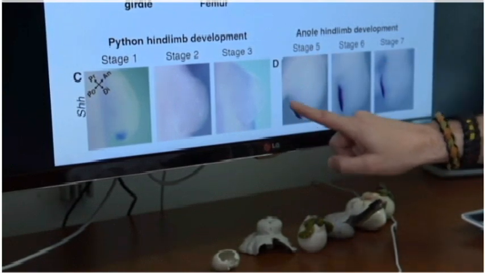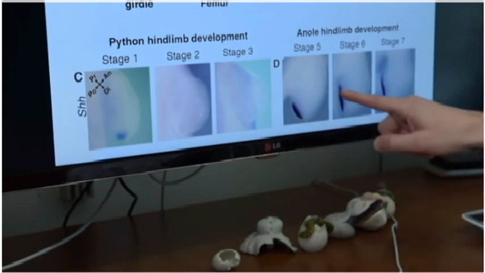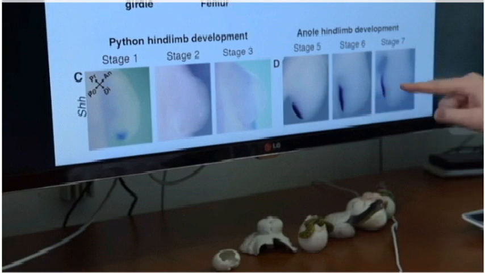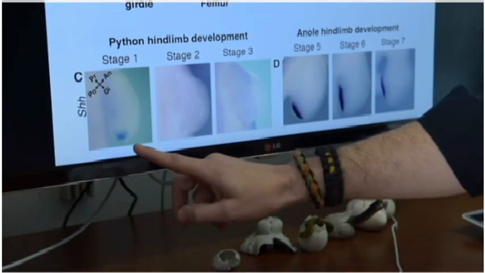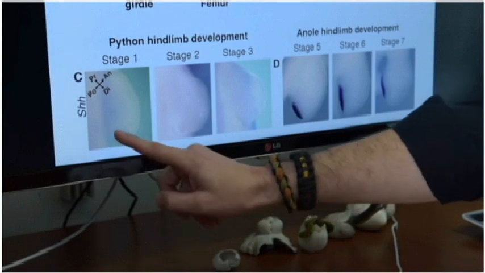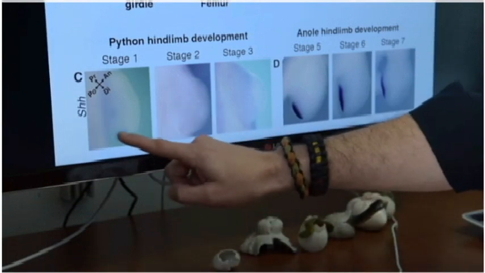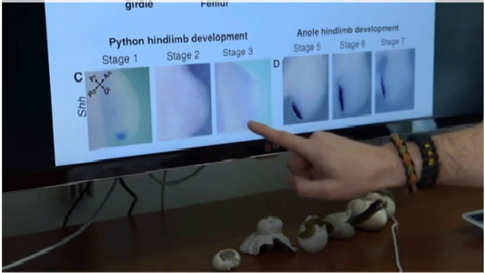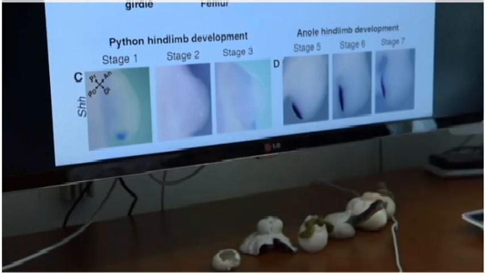You can see that it's a very strong staining pattern, and it stays on for a very long time as the distal structures in the limb are being laid down to the toes. In pythons, it's a very different story. The gene flickers on in this very weak domain, and then it's gone. Within 24 hours, there's no detectable evidence of the Sonic Hedgehog gene.